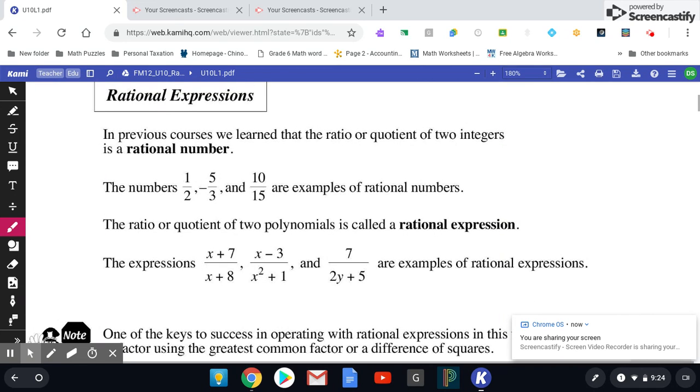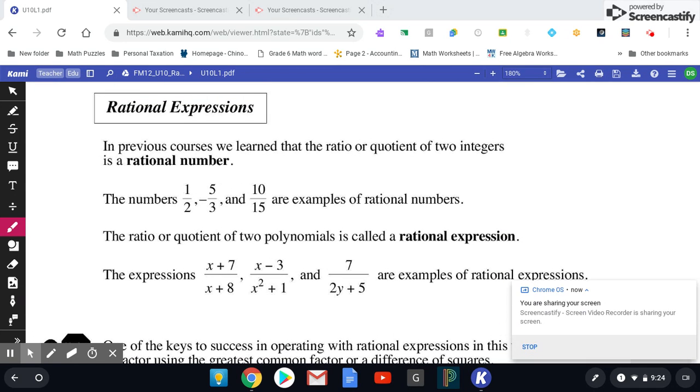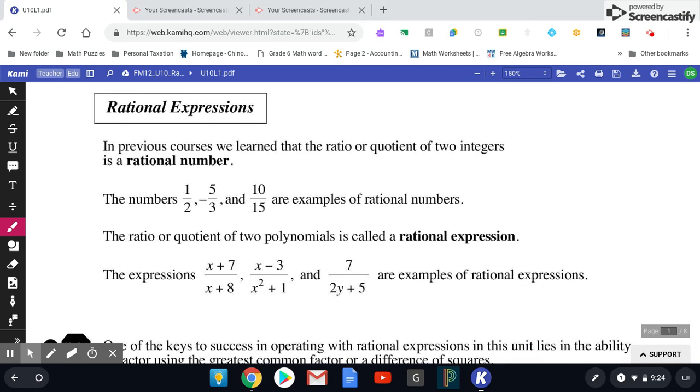Rational expressions. In previous courses, we learned that the ratio or quotient of two integers is a rational number. So in other words, when we have a fraction, like 1/2, -5/3, 10/15, those are all examples of rational numbers. Now, the ratio or quotient of two polynomials is called a rational expression.